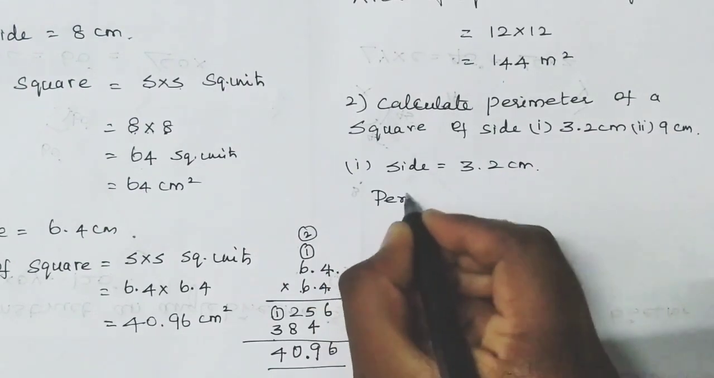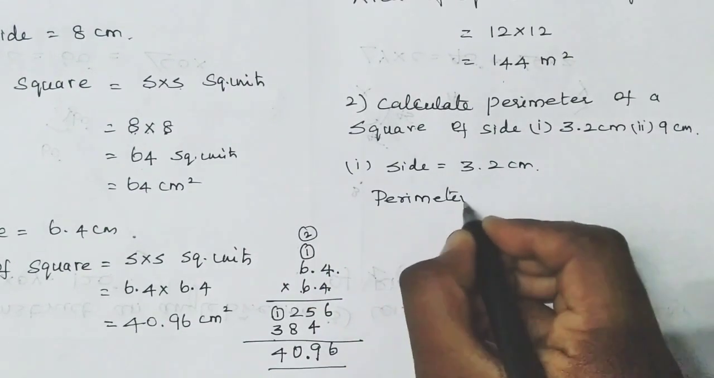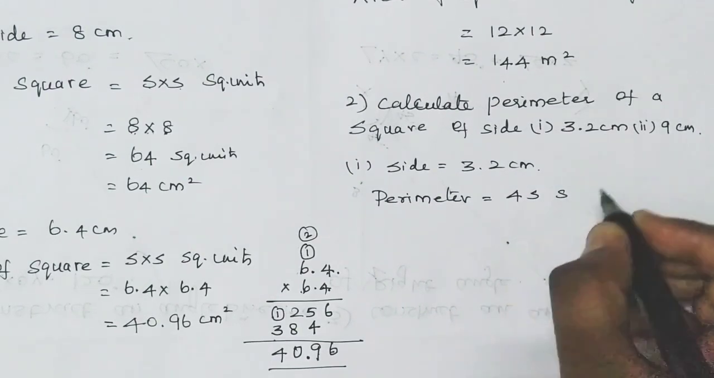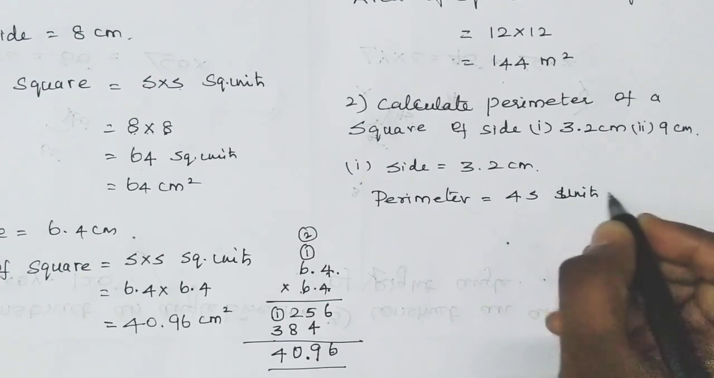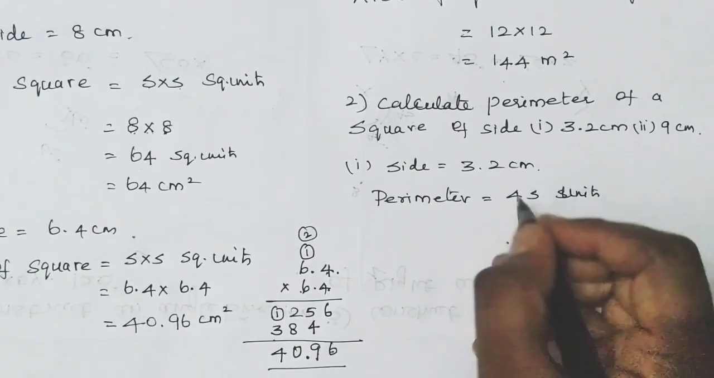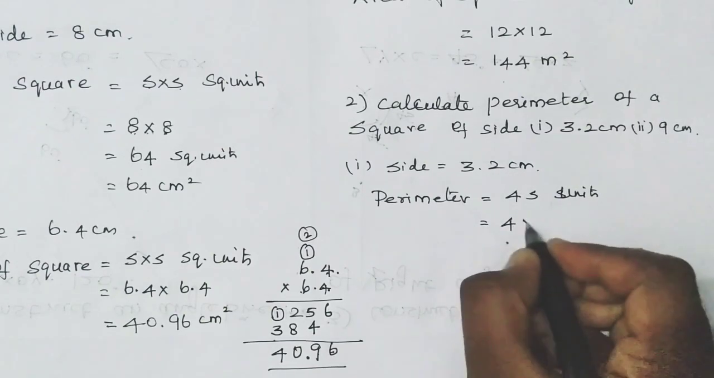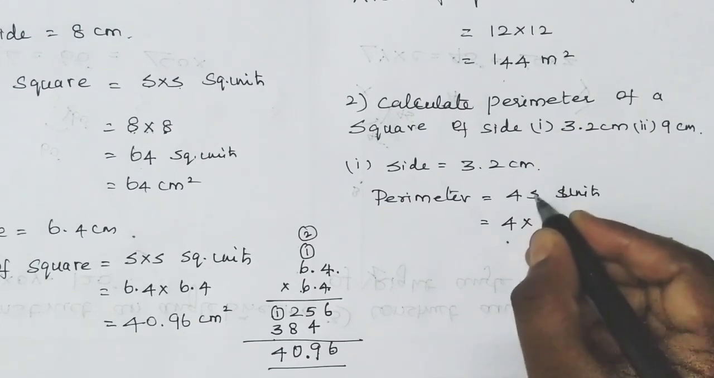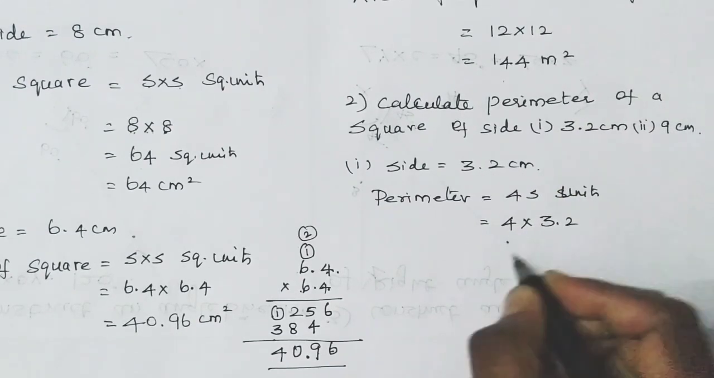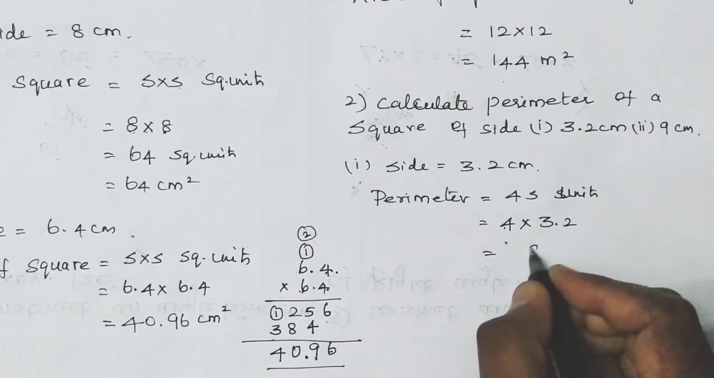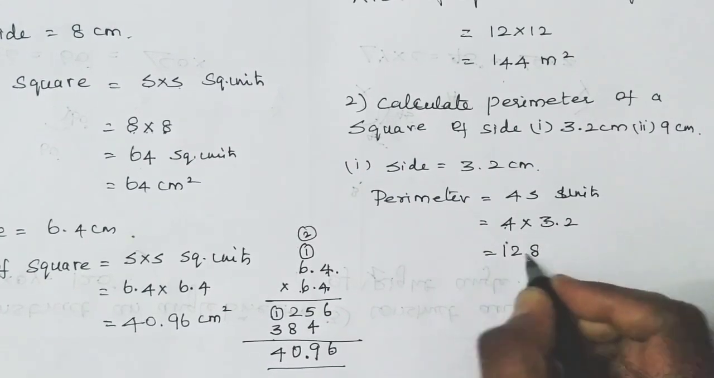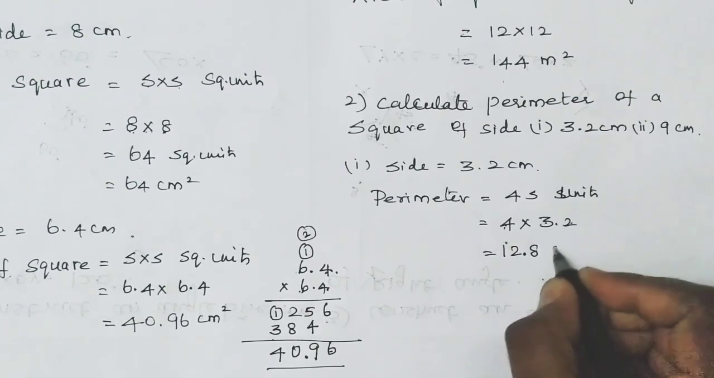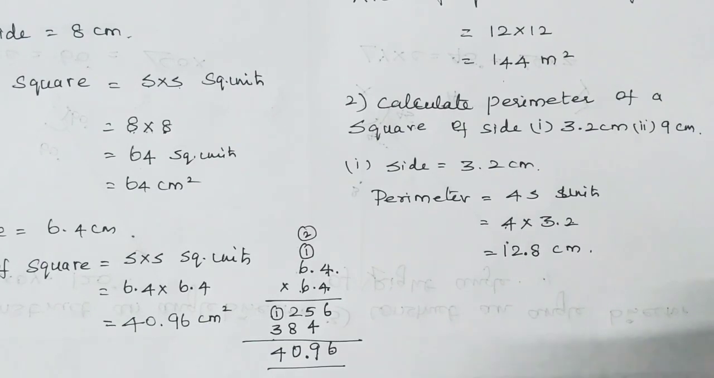Perimeter of a square formula: 4 into side, that is 4a or 4s, whatever you want you can write. 4s, it is units, not square units. Only for area it is square units. So perimeter it is units. So 4 into s, s is side, that is 3.2. Now multiply. 4 2s are 8. 4 3s are 12. Here 1 digit, so keep a decimal point. It is 12.8 centimeter.